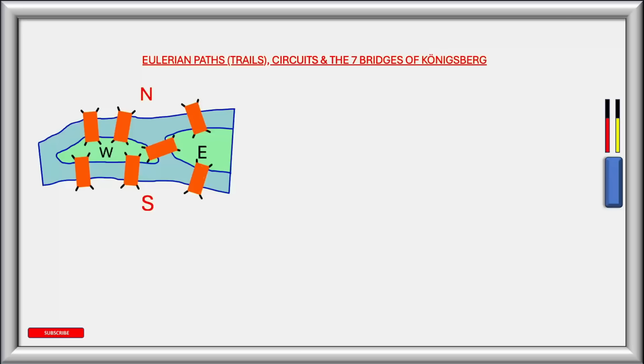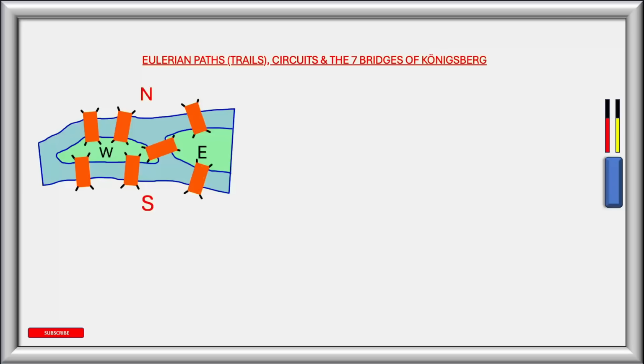On the north bank, we have 3 bridges, 1 to the east island and 2 to the west island. On the south bank, we also have 3 bridges, 1 to the east island and 2 to the west island. On the east island, we have 3 bridges, 1 to the north bank, 1 to the south bank, and 1 to the west island. And on the west island, we have 5 bridges, 2 to the north bank, 2 to the south bank, and 1 to the east island.